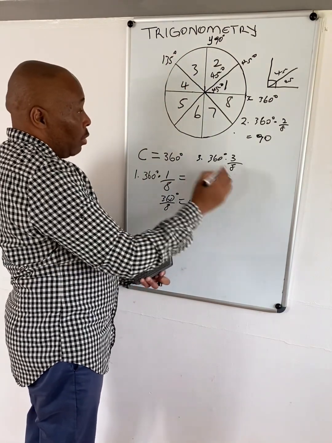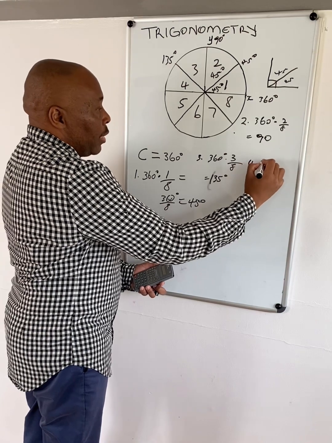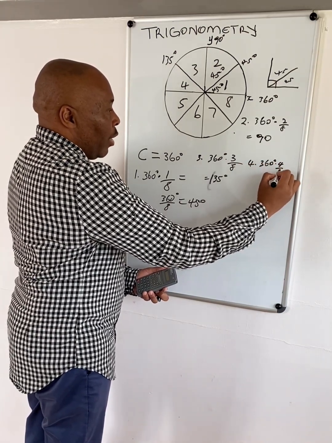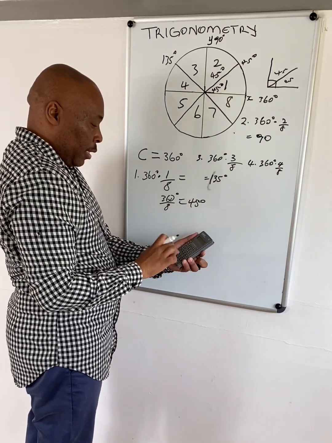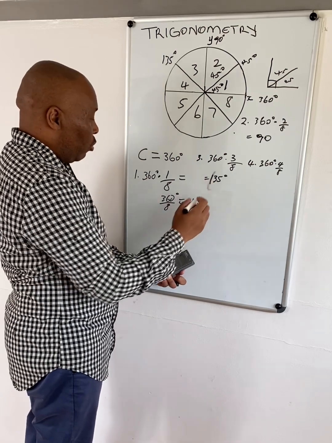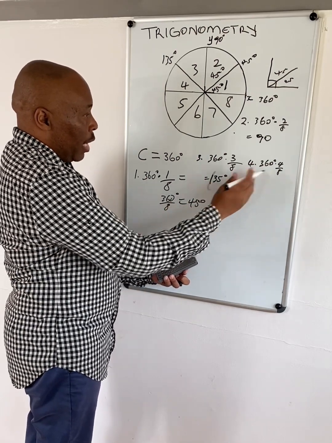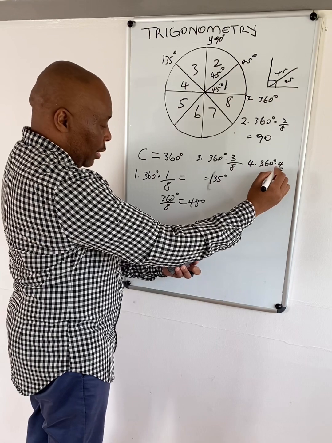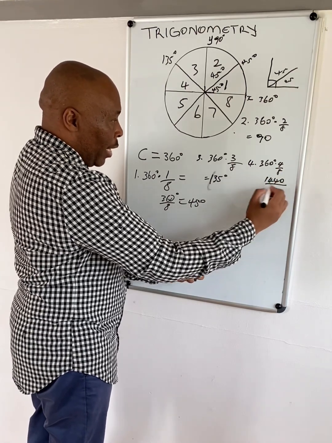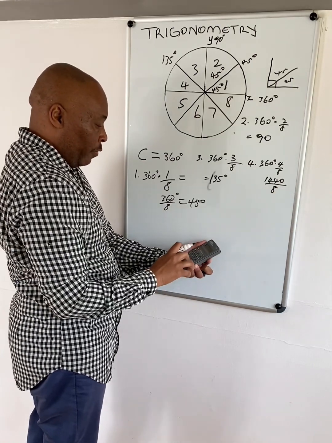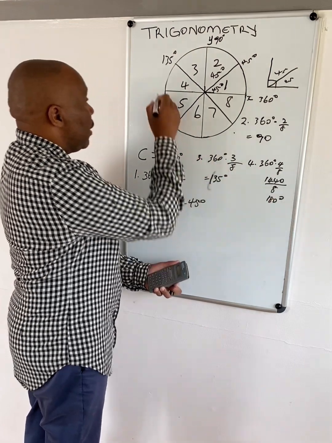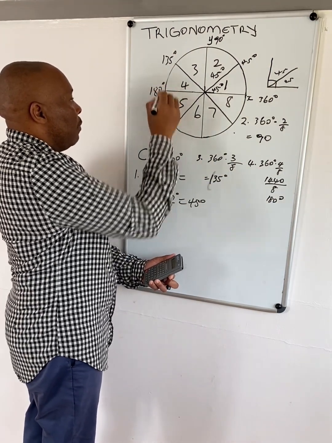And then we do another one, 4, which is 360 degrees times 4 over 8. It's the same thing. 360 times 4 is 1440, so that you can see where I got all these numbers. And then we divide by 8. It gives us 180 degrees. Here is our 180 degrees.